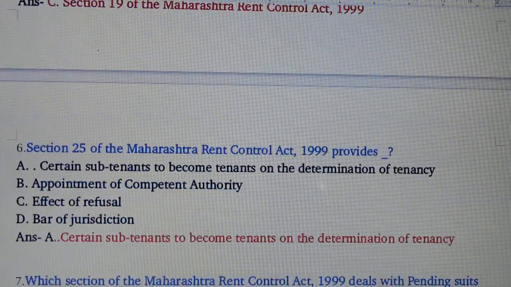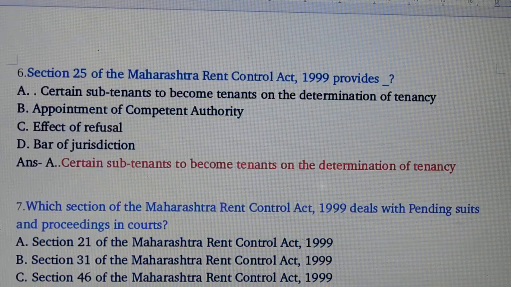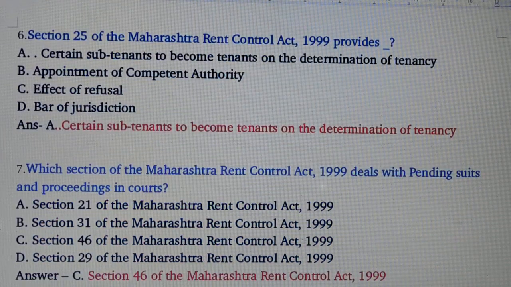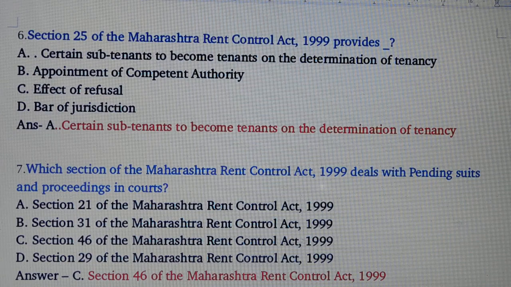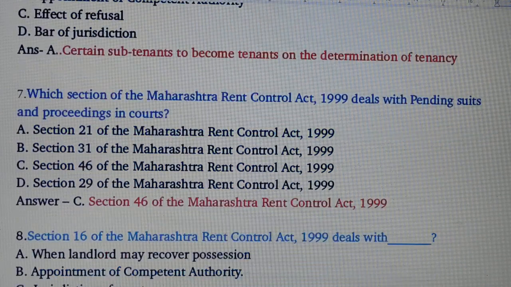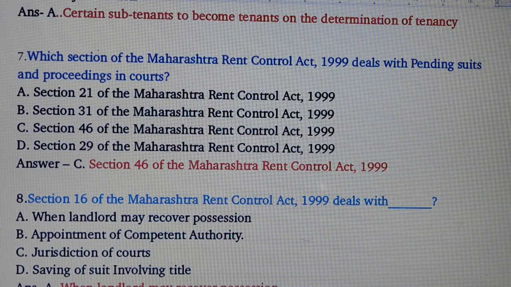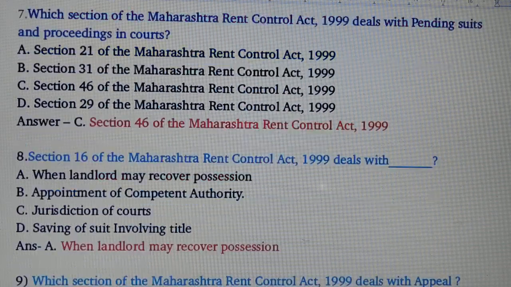Question number 6. Section 25 of the Maharashtra Rent Control Act provides. Answer is option number A, certain subtenants to become tenants on the determination of tenancy. Question number 7. Which section of the Maharashtra Rent Control Act deals with pending suits and proceedings in courts? Answer is option number C, section 46 of the Maharashtra Rent Control Act.